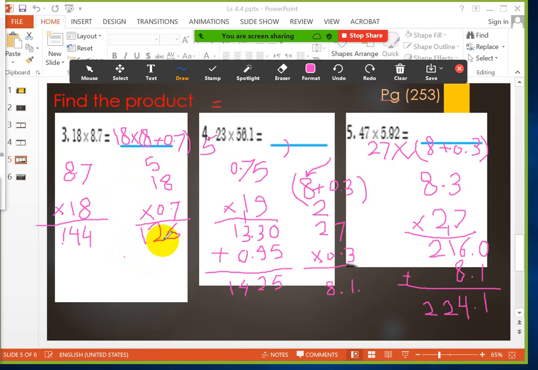And don't forget to put the decimal point after one digit in the answer. So this is the decimal point. I will move it one digit, so the number becomes 12.6.